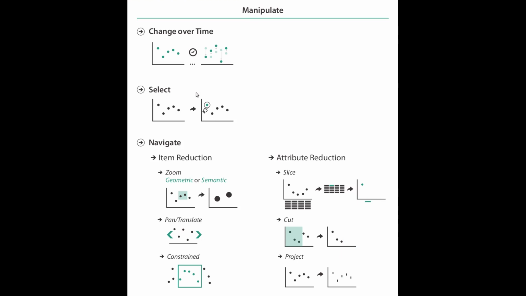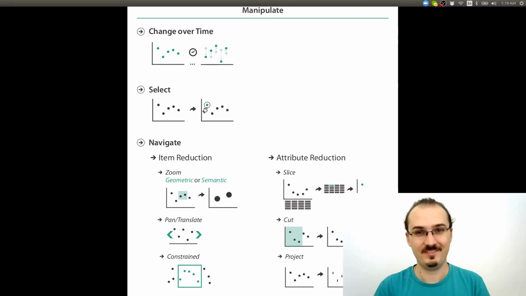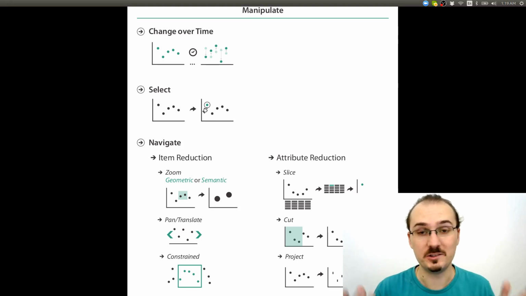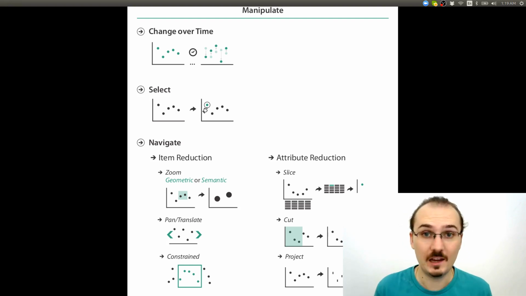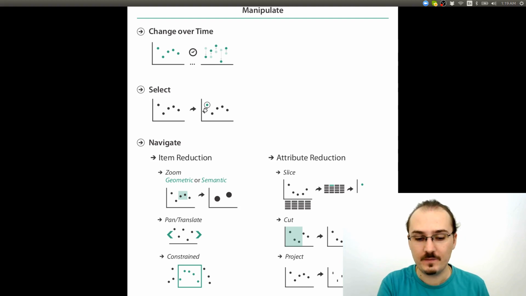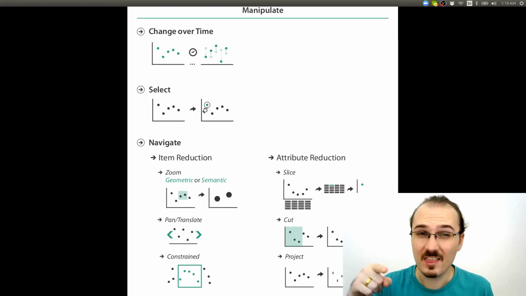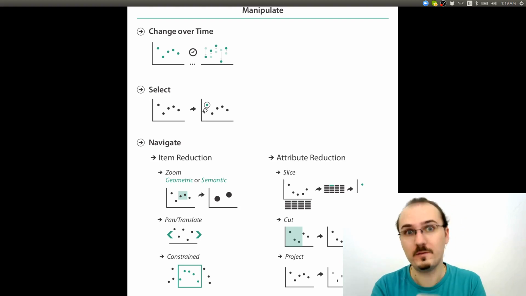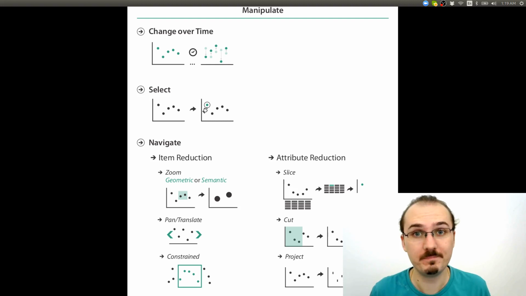Now let me talk about select. The first thing I think of with select is tooltips. This is a form of selection where you hover over or near to a mark, and then that effectively selects that mark for more information to pop up around it.